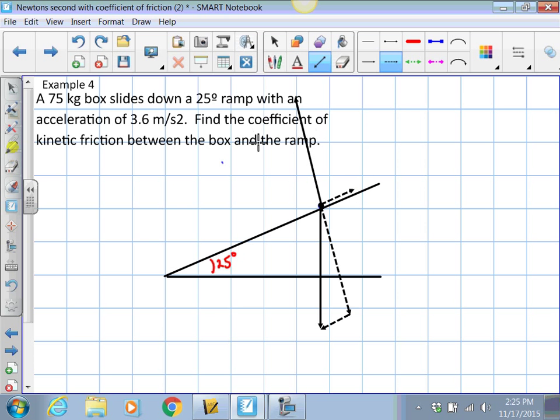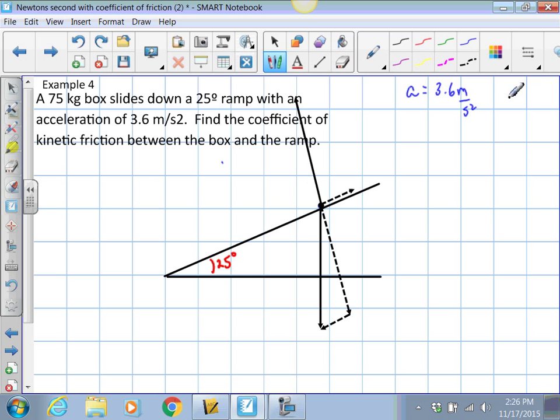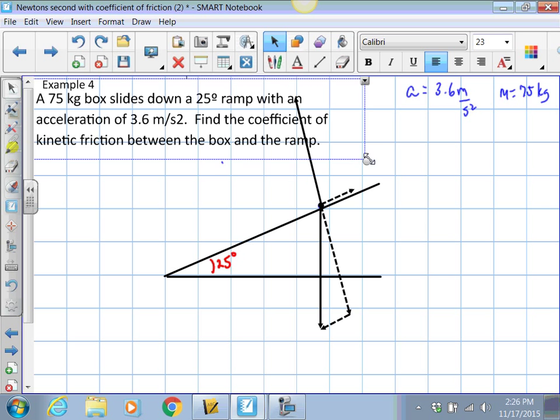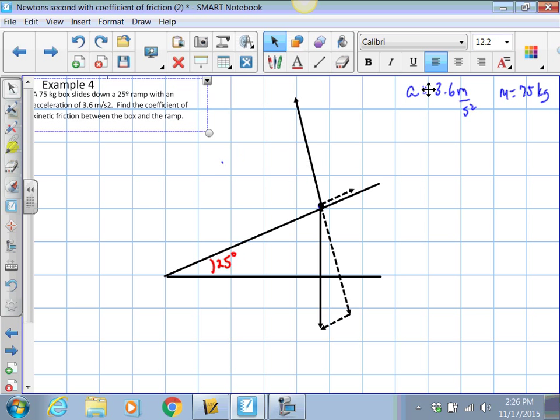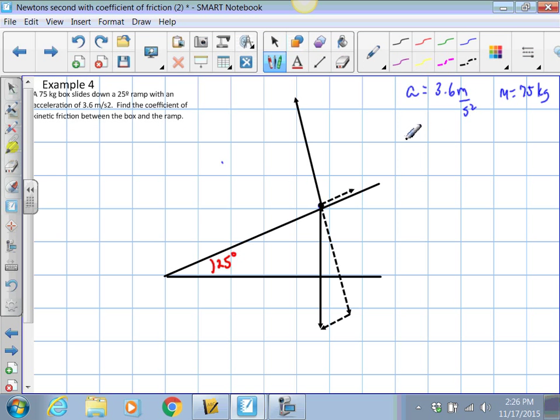And I think that's all the forces. Okay. So let me write down this number and then I'll remove the problem so I'm not working in the middle of it. All right, so we've got acceleration equal to 3.6 meters per second squared, mass equal to 75 kilograms. And we're looking for the coefficient of kinetic friction. So we're looking for mu k.